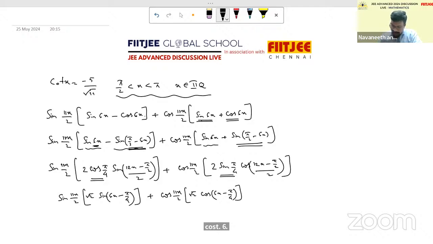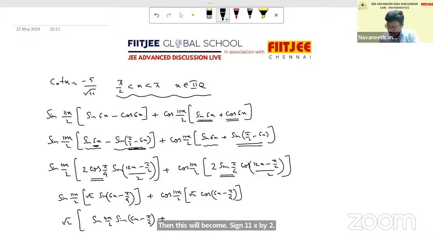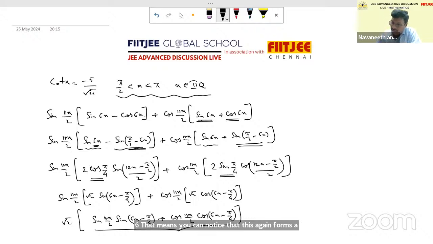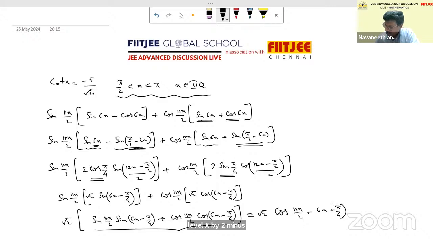You can notice that I can take root 2 common. Then this will become sine 11x by 2 sine 6x minus pi by 4 plus cos 11x by 2 cos 6x minus pi by 4. That means you can notice that this again forms a formula, cos A minus B, cos A cos B plus sin A sin B formula. So this is going to give you root 2 times cos A minus B. That means 11x by 2 minus 6x plus pi by 4, I can say.